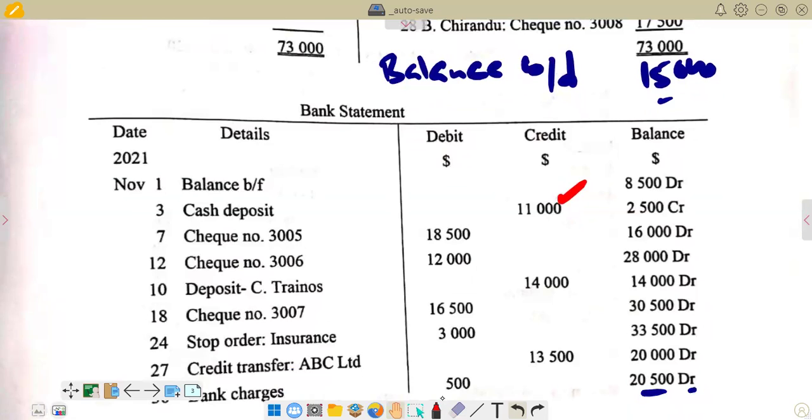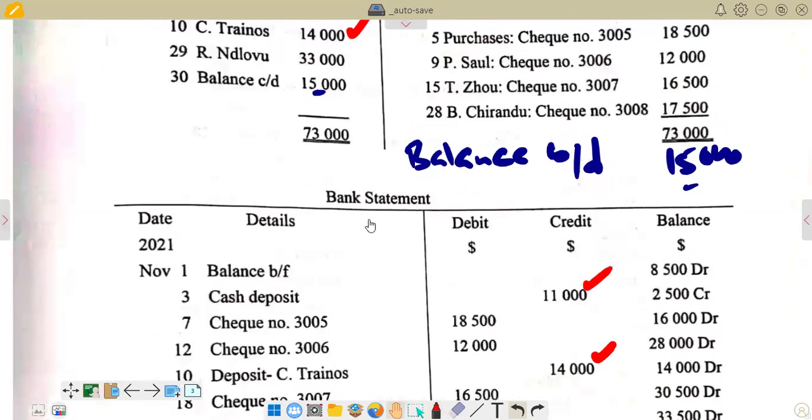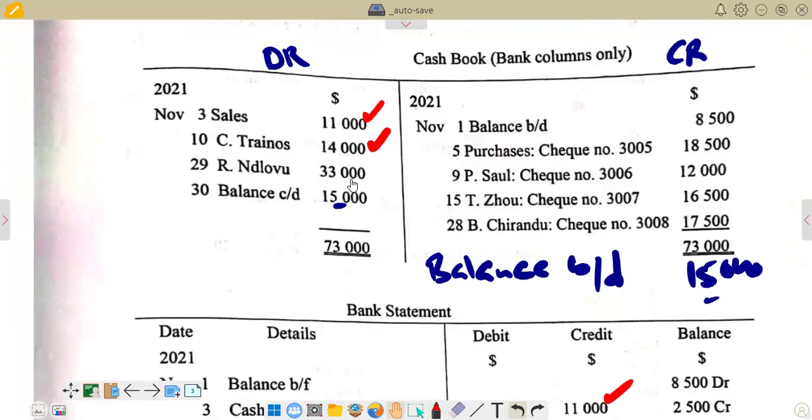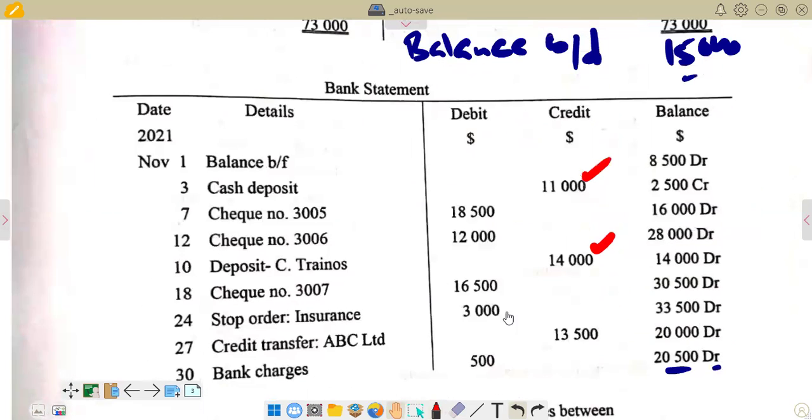Here we've got 14,000 that we've identified, so we can tick it. And then we've got 13,500 as the next figure. Then we go there to check again on the debit side to see if you've got 13,500. To see there's nothing there, which means 13,500 needs to be updated in the cash book. So we go to the cash book and try to see what description we have for 13,500.